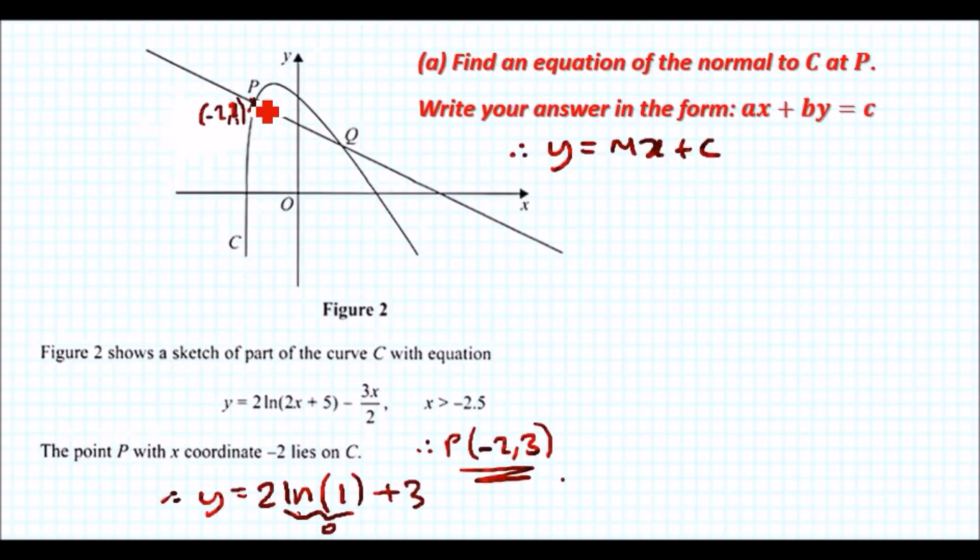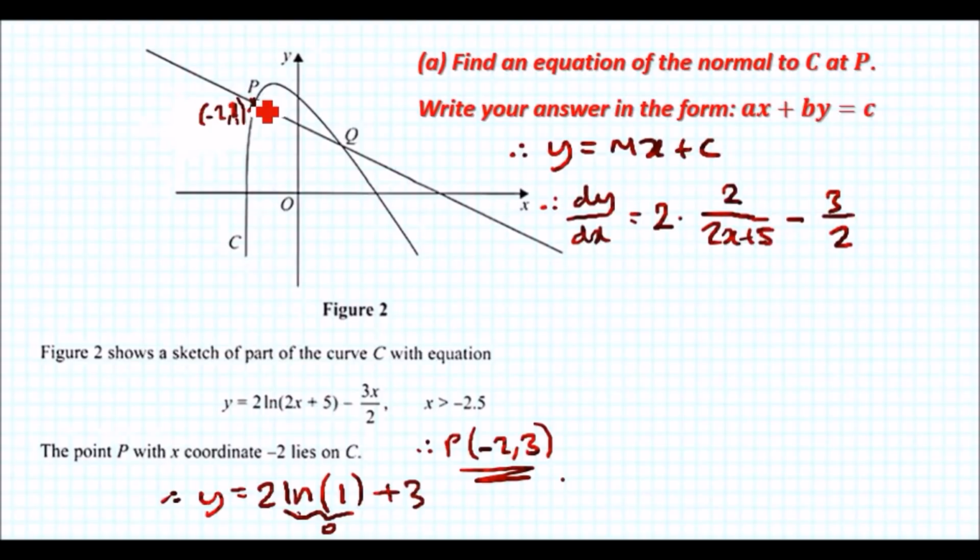Now, how to find the gradient? To find the gradient, all we need to do is differentiate this equation, because remember, the gradient is the change in y with the change in x, which is the derivative of this. So let's find dy dx. To differentiate the log function, let's write the 2 first, the constant. Differentiate the log function: you differentiate the inside and divide it by itself. So the derivative of 2x plus 5 is just 2, and then you divide it by 2x plus 5. That's literally all you do. Next, minus, and the derivative of 3x over 2 is just 3 over 2.